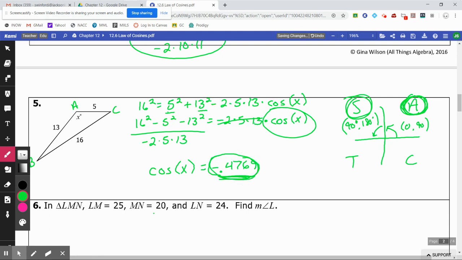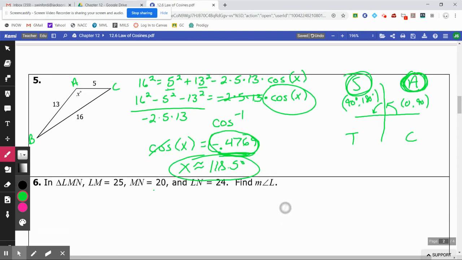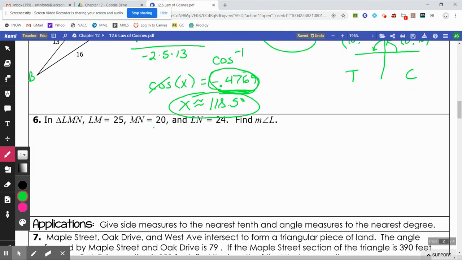And you can see that by looking here, and you might be thinking, well, I can just look at the triangle. You don't always have that triangle. But if done correctly, you should get an obtuse angle here, an angle between 90 and 180. We mark out cosine by doing the inverse cosine, and we find that the value of our angle x will be about 118.5 degrees, and you see that it is obtuse. Number 6, and then we'll do some applications.